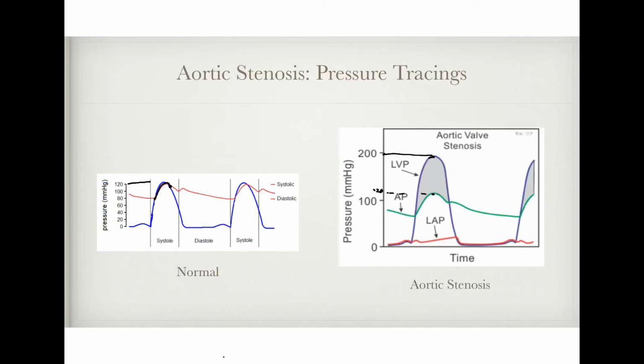So early in systole, there's a very small pressure gradient between the ventricle and the aorta. During mid-systole, there's a very large pressure gradient, and then during late systole, the pressure gradient gets small again. And that's why you hear a crescendo, then decrescendo murmur.